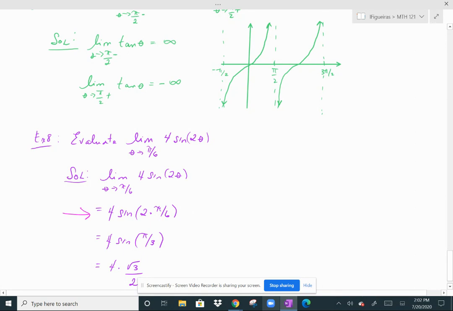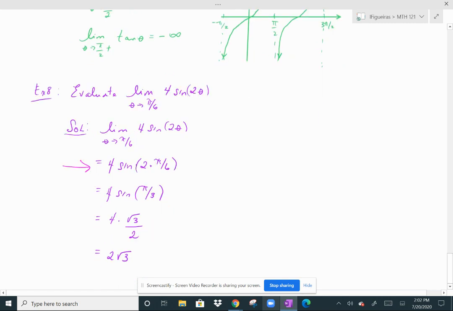So here, the 2 and the pi over 6, the 6 cancel. So you're taking the sine of pi over 3. Remember, pi over 3 is 60 degrees. It's one of those special triangles that you should know. So pi over 3 is 60 degrees. That means I have 30 here, 90 here. This is root 3, this is 1, and this is 2. So the sine is opposite over hypotenuse, so that's why we have 4 times root 3 over 2. Simplify the 2 and the 4, and your limit value is 2 root 3.